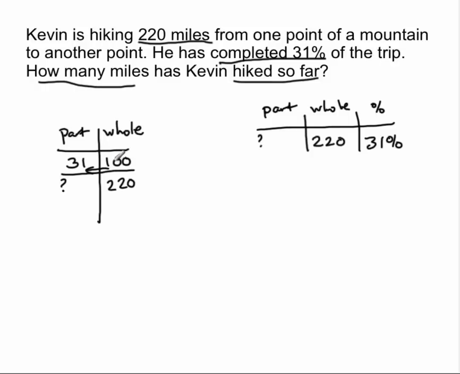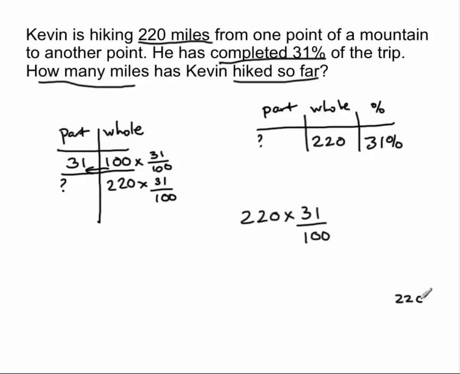I'm trying to go from 100 to 31. What do I have to do? What do I have to multiply 100 by to get to 31? Well, a number smaller than 1, which is 31 hundredths. So I'm going to do the same thing to 220. And 31 hundredths cannot simplify, so I'm just going to do the multiplication out. 220 times 31.